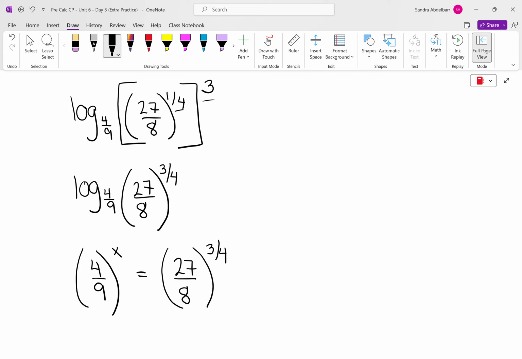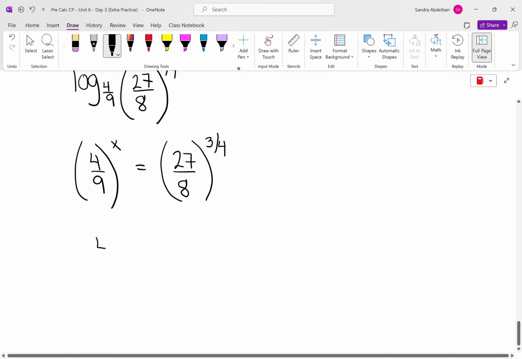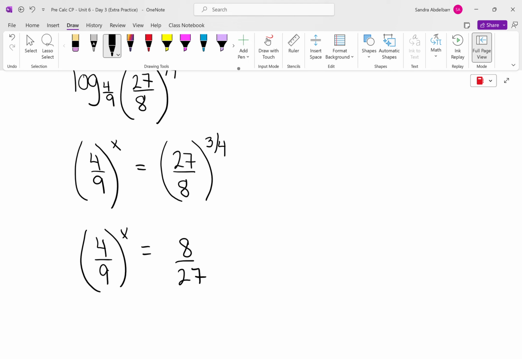So right now, I can change 4 into a base of 2, right? And I can change 8 into a base of 2. I can change 9 into a base of 3, and can I change 27 into a base of 3? But are they matching up their positioning? No, so we want to flip it so their positioning matches, where we have the same number in the same spot. How do I flip it? Negative exponent, that's what we're going to do. So I'm going to have 4/9 raised to the x is equal to 8/27 raised to the negative 3/4.